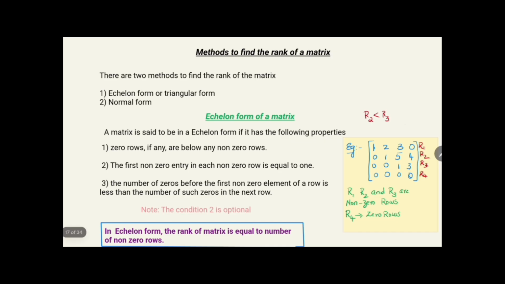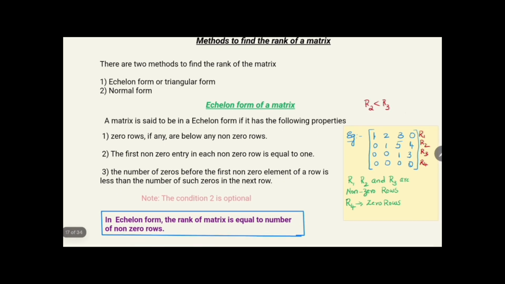And the number of zeros should keep on increasing row by row. R2 has one 0, R3 has 2 zeros, and R4 has 3 zeros. The number of zeros are increasing row by row. So these are the 3 conditions that should be satisfied while solving the problems also.